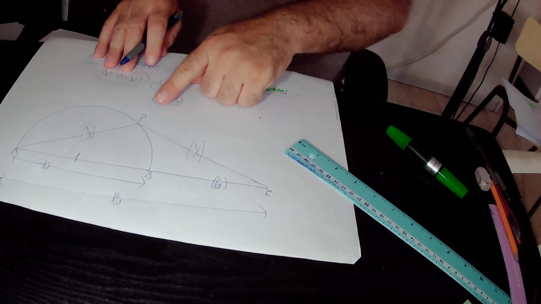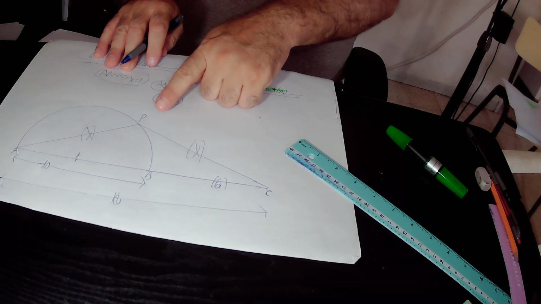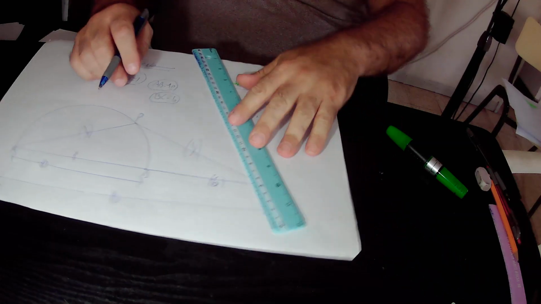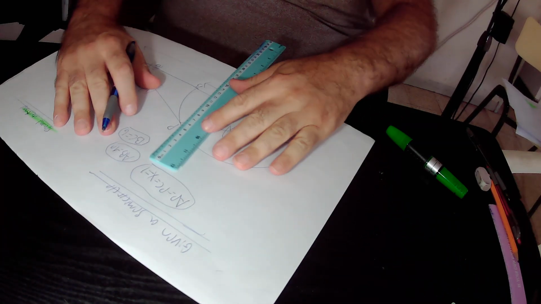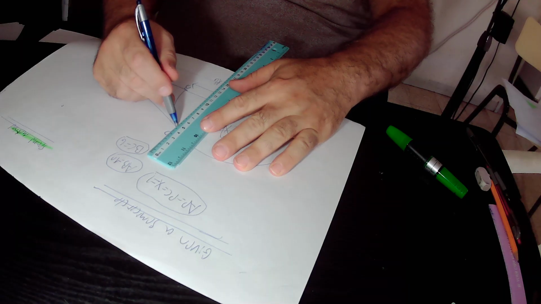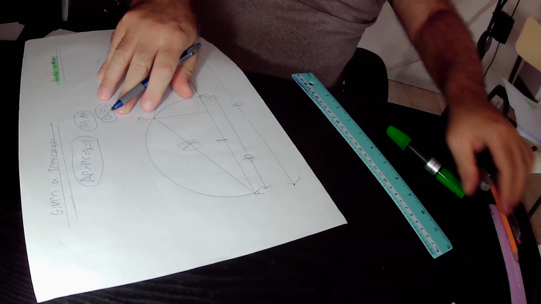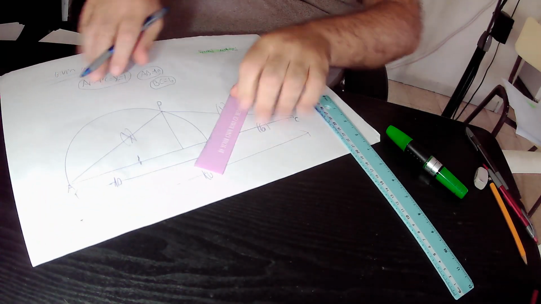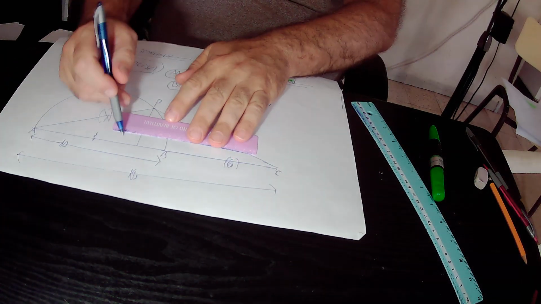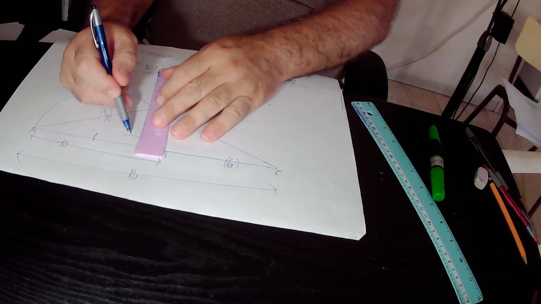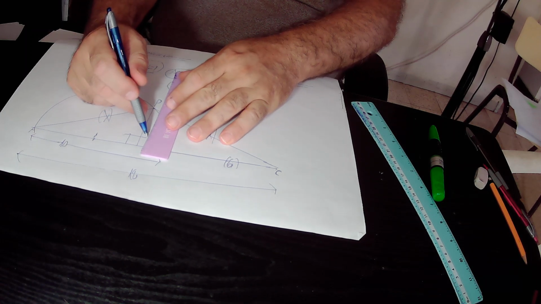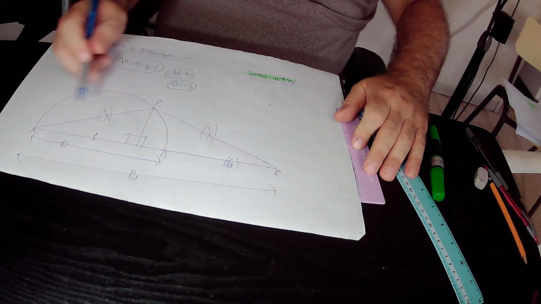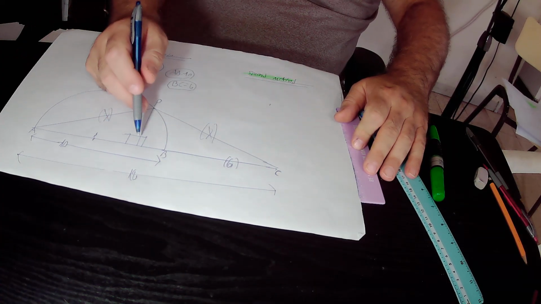Repeat again, from the vertex P, we go perpendicular on the base AC of the isosceles triangle APC. So actually, this angle equals 90 degrees, and this angle also equals 90 degrees according to our construction. We define the point where the perpendicular from point P meets the base AC. This point is point M.